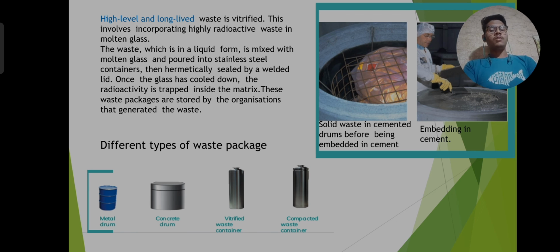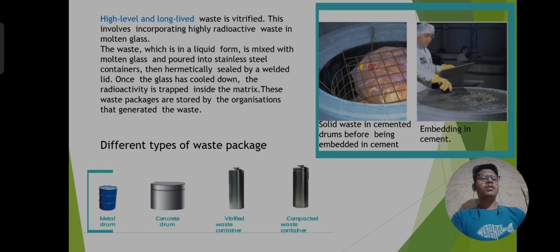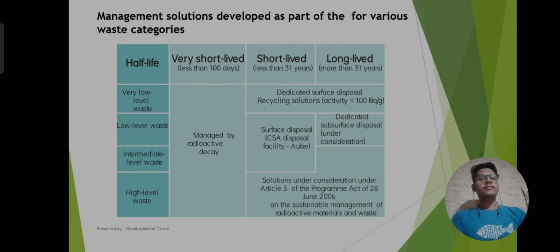Different types of waste packages, as we can see here. First one is metal drum, then concrete drum, vitrified waste container, and compact waste container. As we can see here, solid waste is placed in a drum before being embedded in cement. And the next picture shows the embedding in the cement. Next is management solution development as part of the various waste. The half-life periods are shown, with long-lived, short-lived, and very long-lived.